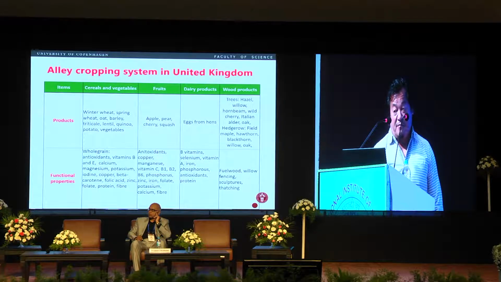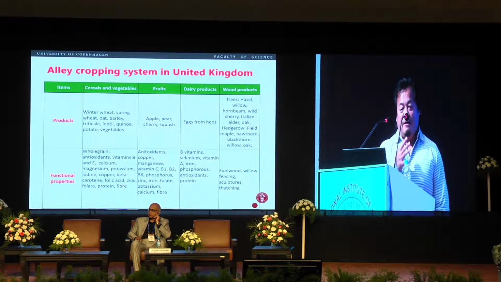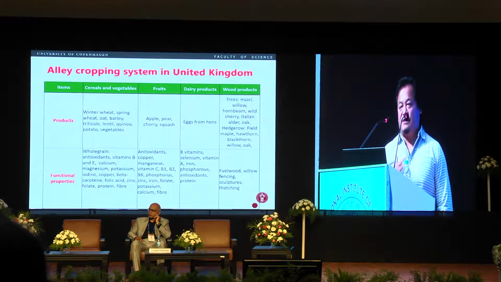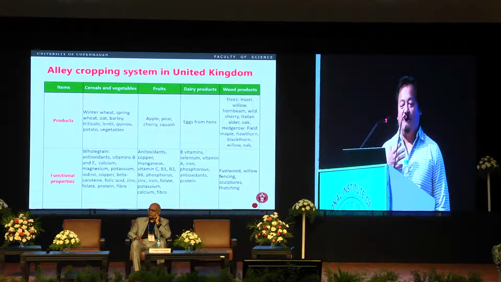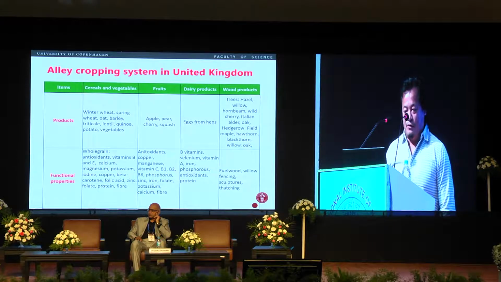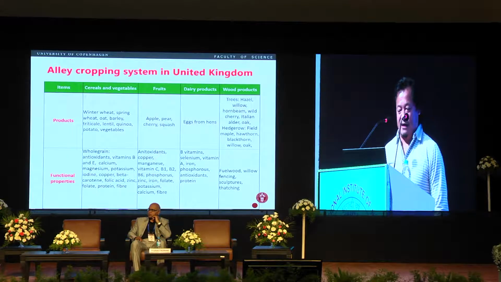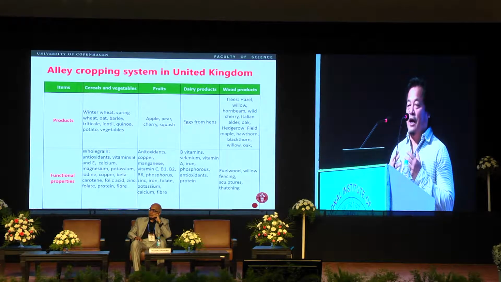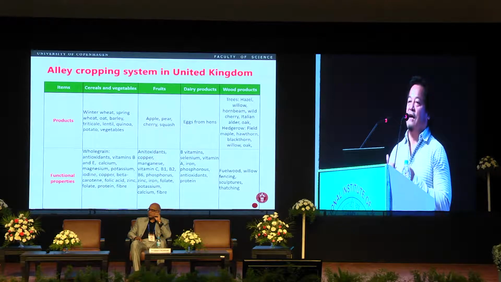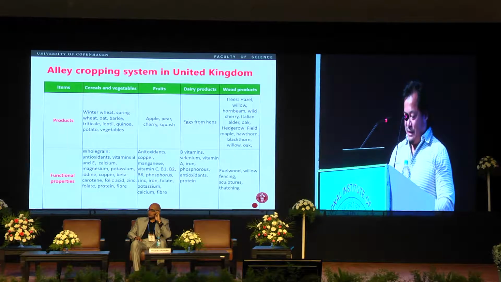And then this is another system from the UK, where you can see a whole range of cereals and vegetables, and a couple of fruits there, and some dairy products and wood products. And then what are the different functional properties of these products? This gives an overview of the different systems that can really give diversity of products, but also diversity of different food with functional properties.